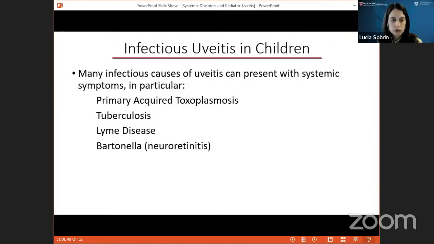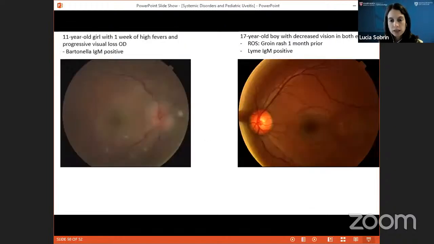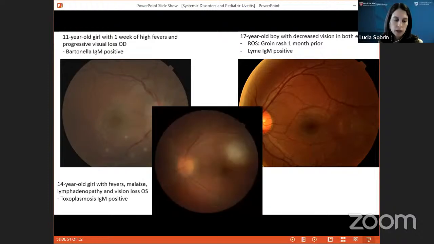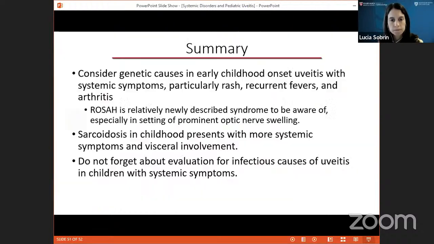Remember that some kinds of infectious uveitis can have systemic symptoms, in particular, primary acquired toxoplasmosis, TB, Lyme, and Bartonella. Similar cases have already been shown, but here are children who all had systemic syndromes and symptoms along with their eye findings. In one case, Bartonella IgM positive with high fevers, leading to Bartonella neuroretinitis. Lyme IgM positivity with a rash leading to a diagnosis of Lyme choroiditis with temporal subretinal fluid in this photograph, and a 14-year-old girl with fever, malaise, and lymphadenopathy being toxo IgM positive leading to diagnosis of toxoplasmosis.